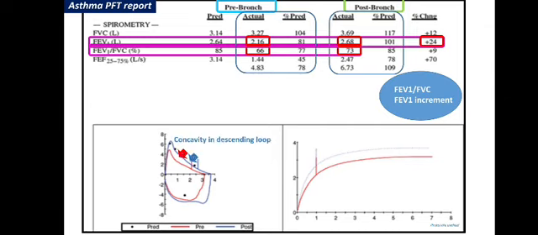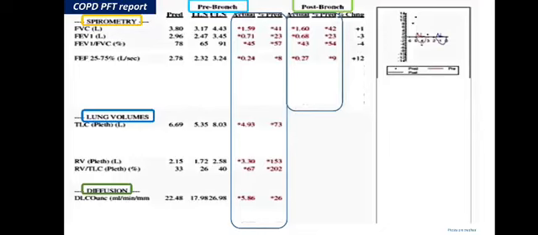The red flow volume loop is the pre-bronchodilator study, and the blue loop is the post-bronchodilator study. You see here the arrow denotes the concavity is more prominent in the red flow volume loop, and concavity is less prominent in the blue flow volume loop. This is the COPD PFT report.